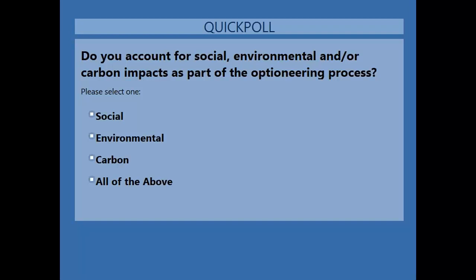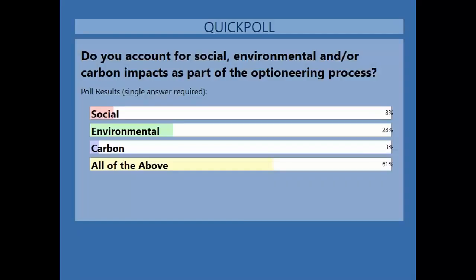So we can see the majority there, with over 60%, are considering all of the above. The second is environmental with around 30% and a smaller number on carbon and social. But the majority are considering most of those. So obviously these other factors are a very important part of the decision-making process.